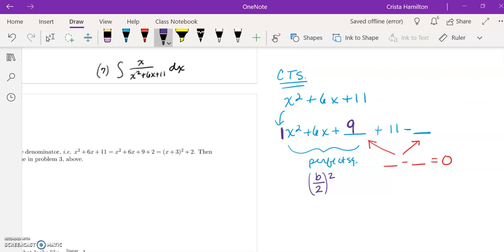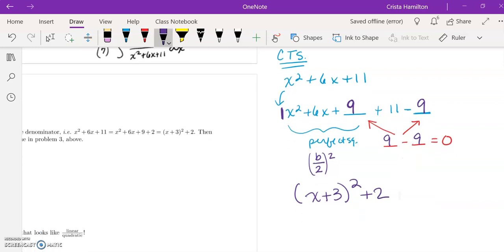And hopefully you'll recognize that this x squared plus 6x plus 9 is going to factor to x plus 3 squared. It is a perfect square. And now because we added 9 in, we are also going to subtract the 9 over here to balance the equation out so that 9 minus 9 is 0. And we haven't really changed it. We're just putting it in a slightly different form. All right, and 11 minus 9 is 2, and so that would be our completing the square with a 2.